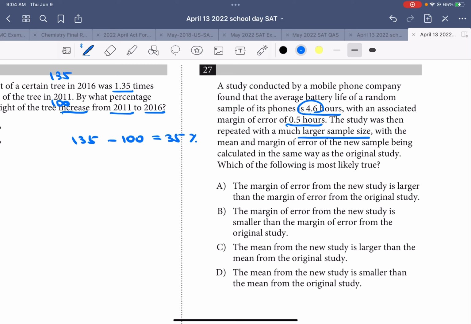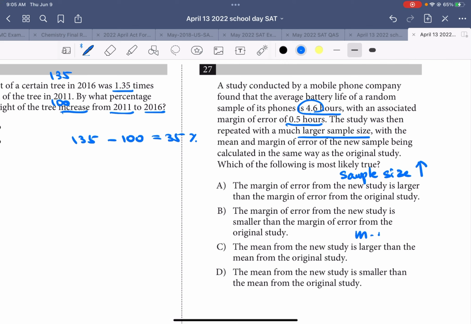Okay, and then if you read the answer choices, they talk about the new mean and the new margin of error. So here's the thing. If you increase the sample size, that means more exact. The more sample you have in the survey, the closer you get to the actual value. So your margin of error will go down if the sample size gets bigger. Okay, if you get that concept, you can choose the answer.